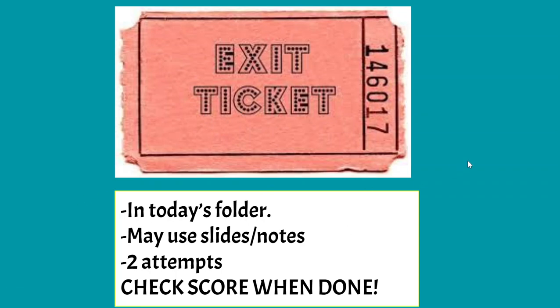We do have an exit ticket, as we often do. Check your score. If you did not get full credit, try a second time. And that's a wrap. That's pretty much very quickly what we did in class for our Watershed Walk Day 2.